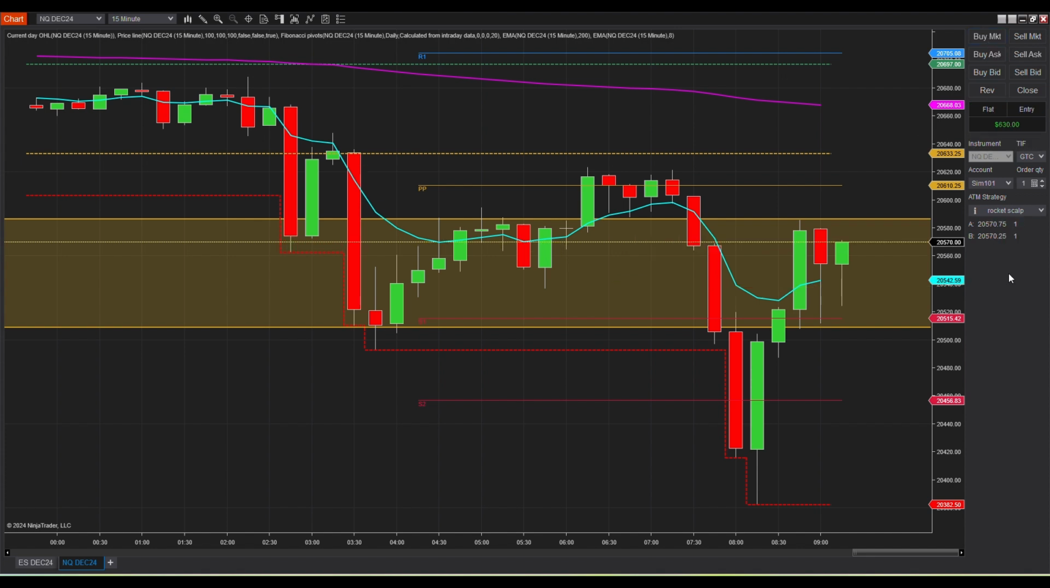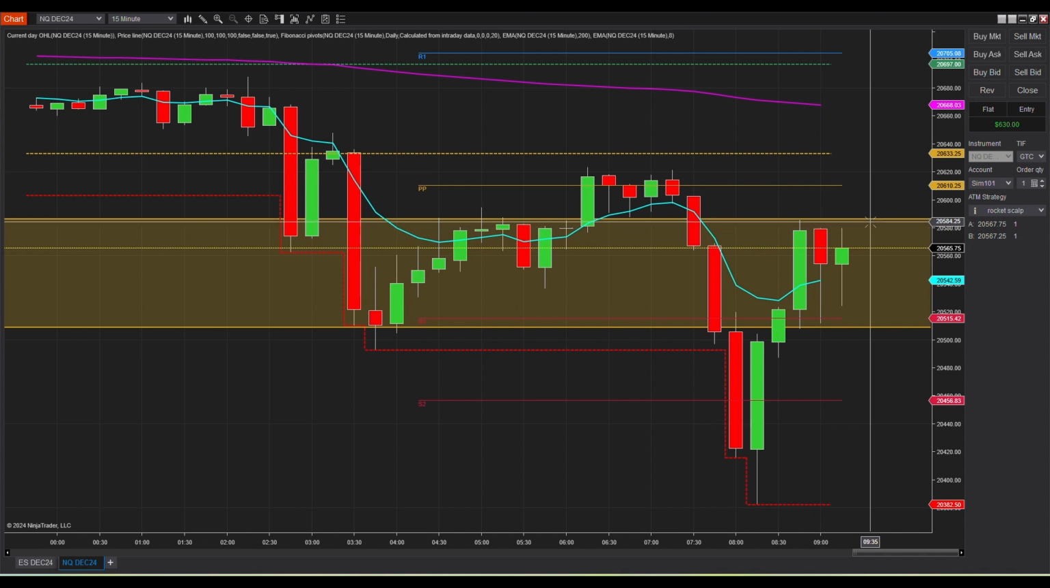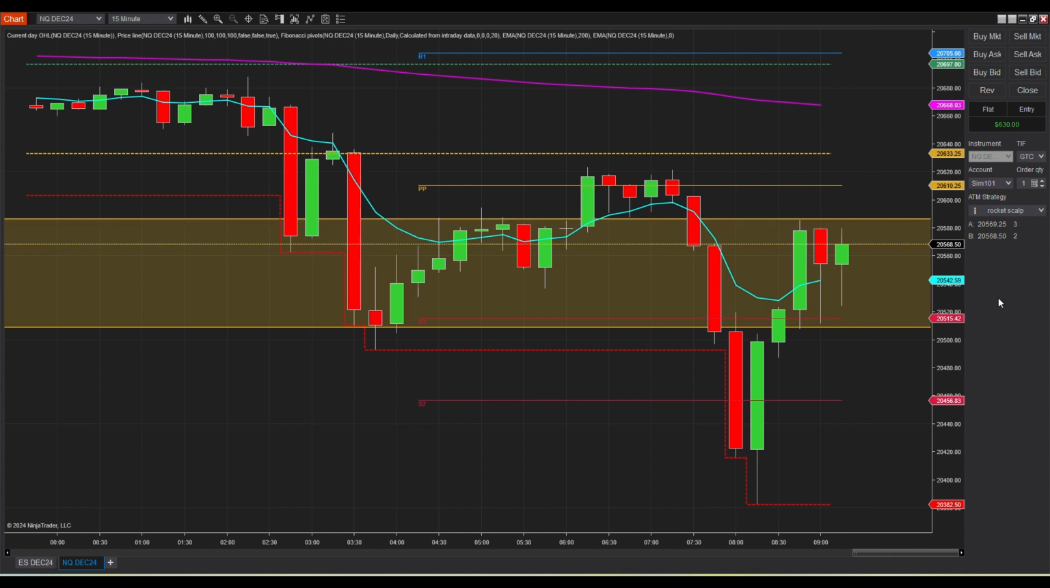Target filled. There it goes. Took those out. The reason why is we had that wick and trying to make a move up. That's why I took it. So let's see if it actually breaks this 15 range here. See, it broke that candle there. Still in the 15 range.